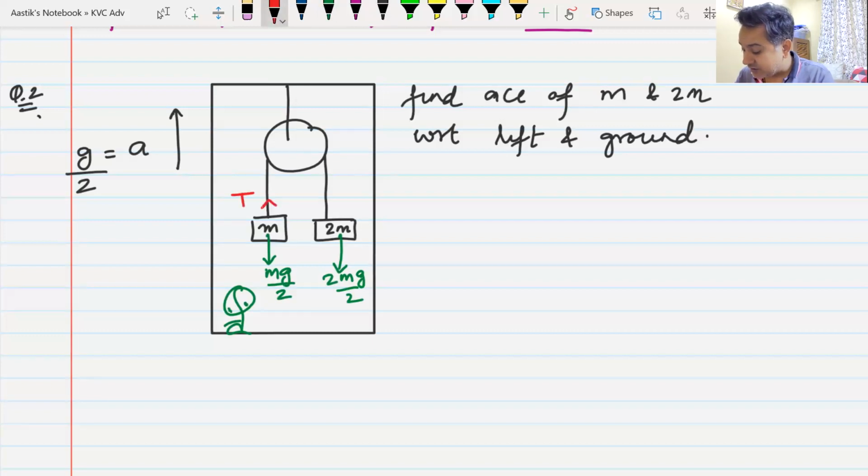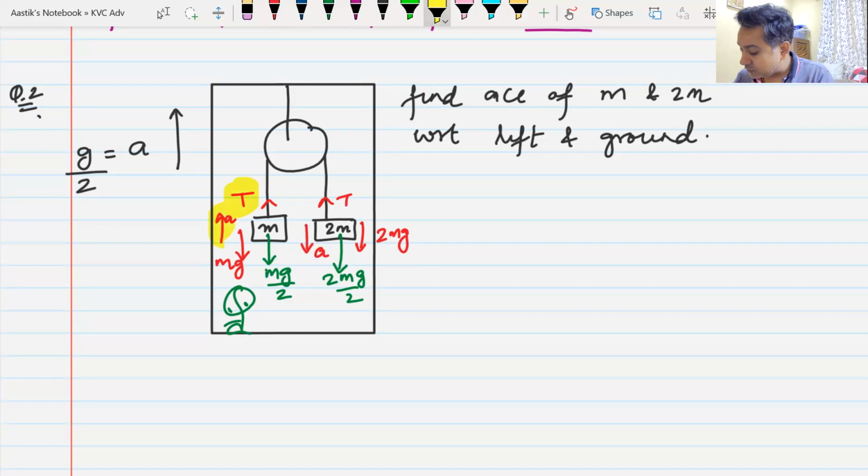Now I apply the forces which I see in this system. One is tension T, yes or no? One is the weight mg, yes or no? Here also tension T and here also weight 2mg. From inside the lift, whatever acceleration I see will be the acceleration with respect to the lift. From the lift, I will see that this block is going down with an acceleration a, and this block will come up with an acceleration a.